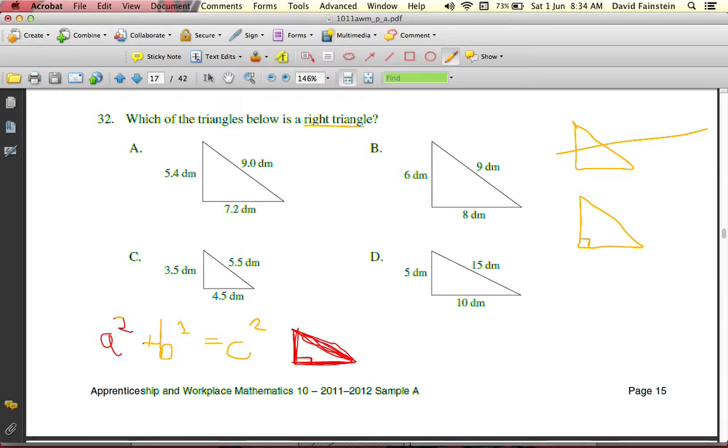The pen kind of changed orange there. I don't know if you guys saw that. That was kind of weird. I hope it doesn't fade away.